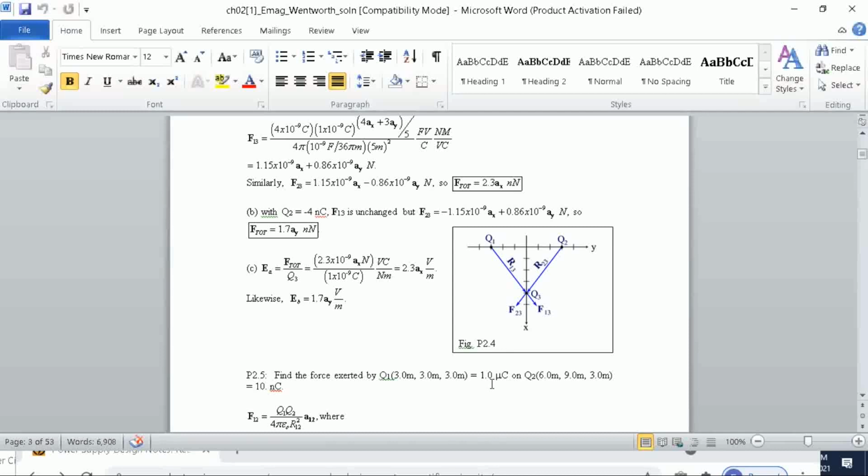Q1 is 1 microcoulomb. It's located at coordinates 3, 3, 3. But you want to find that force exerted on Q2 by Q1. Q2 is 10 nanocoulomb located at 6, 9, 3.